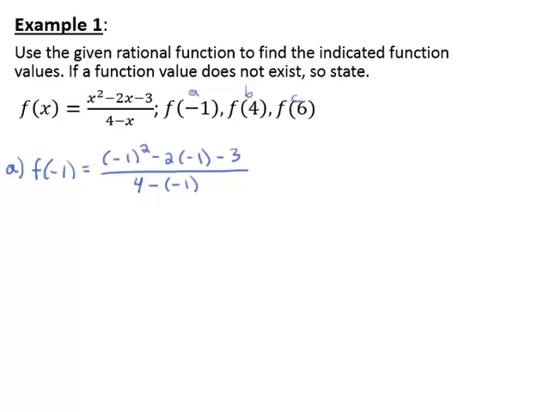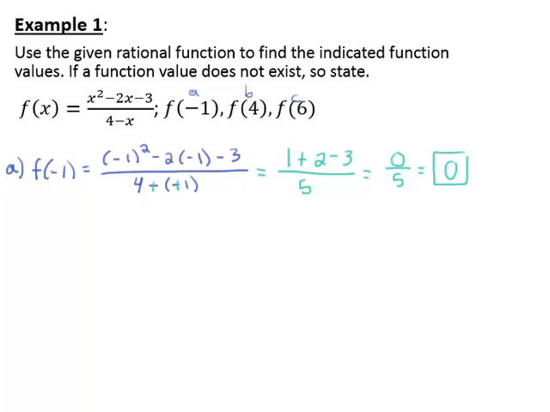So if we are going to simplify this by hand, then on top we've got -1 squared, which is a positive 1. -2 times -1 gives us a positive 2. And then this -3 stays -3. On the bottom, we've got a change situation so that we have 4 plus 1 since there were 2 negatives in a row. So that gives us 5 on bottom. But here on top, 1 plus 2 is 3. 3 minus 3 is 0. So we end up with 0 over 5, which means our answer is 0. So f of -1 is 0.